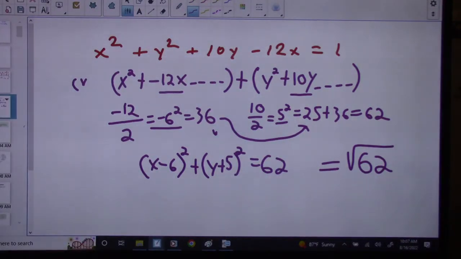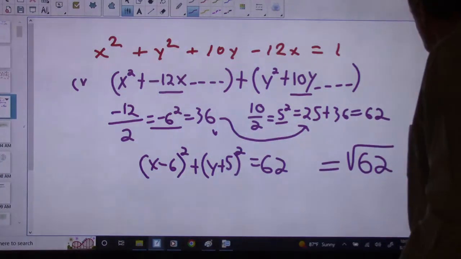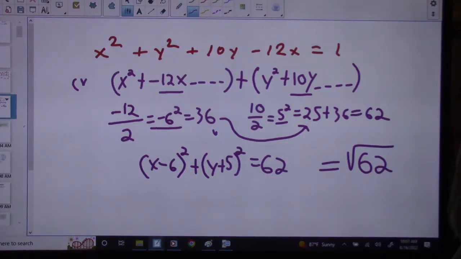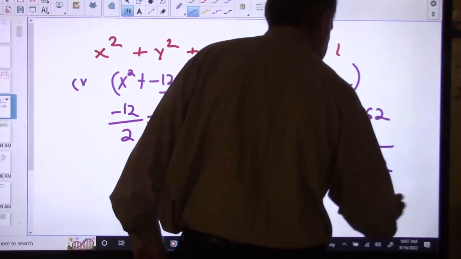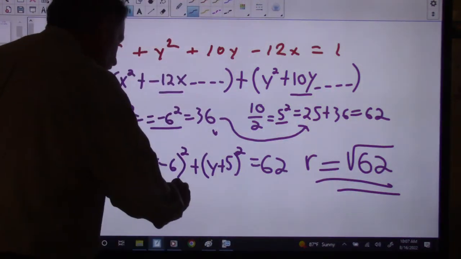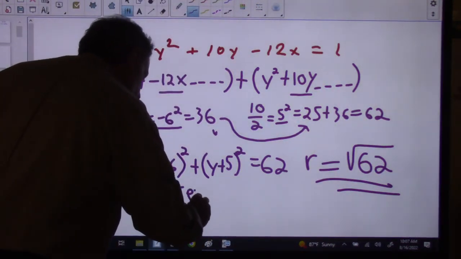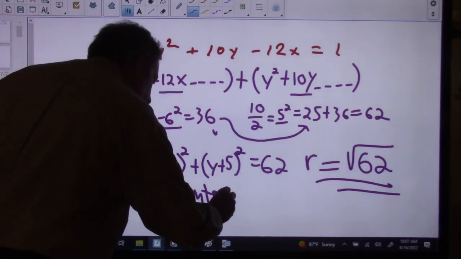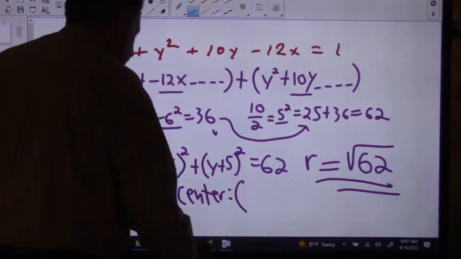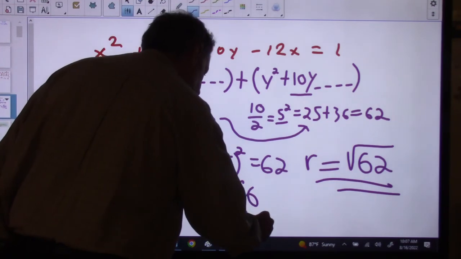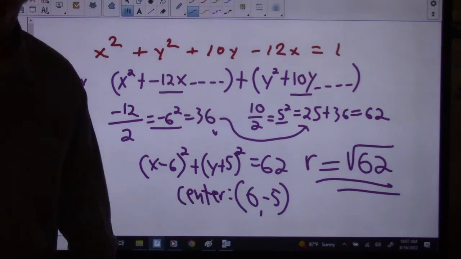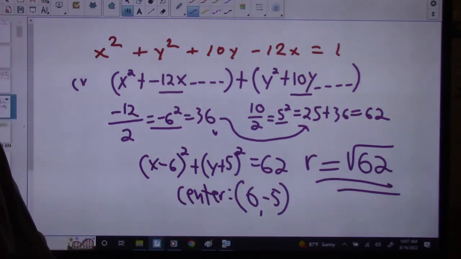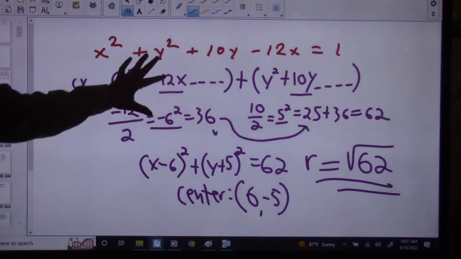So right now, this right here, radius equals square root of 62, right? And then what's the center? Center should be at... okay. Are we okay on this? Okay. And we're gonna go ahead and do things.